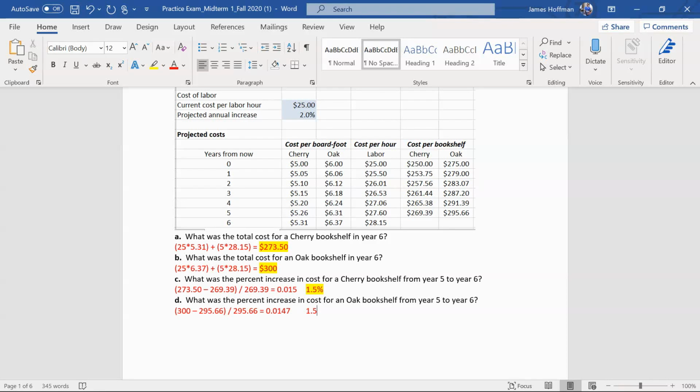Hey, Professor, can you go over how you got those numbers again? My laptop kind of glitched out for a second. Yeah, no problem.